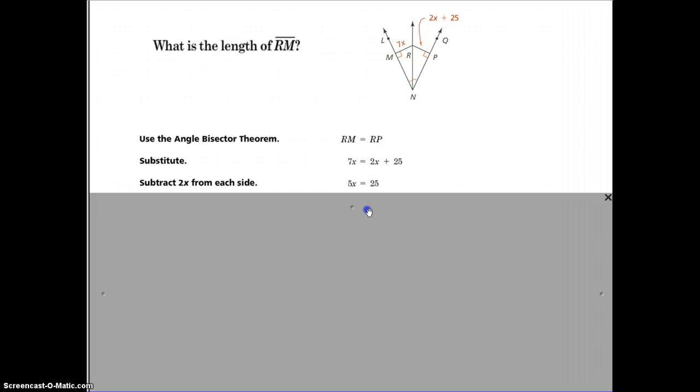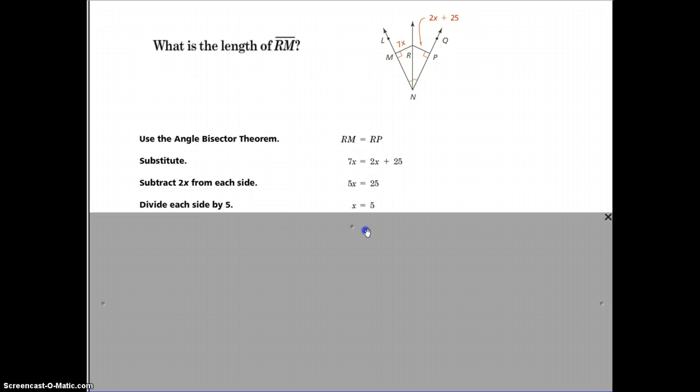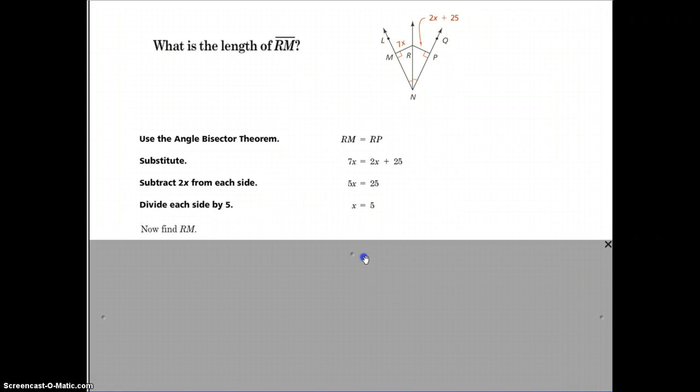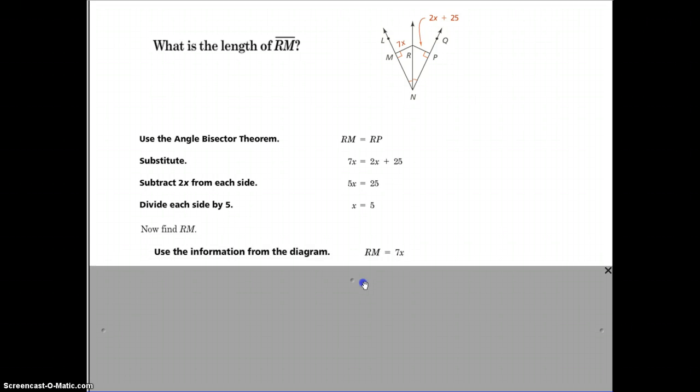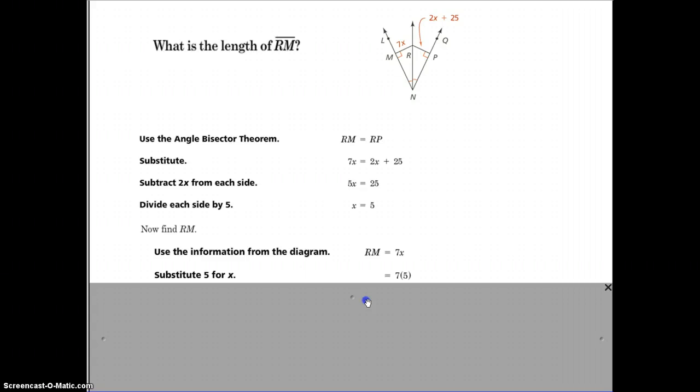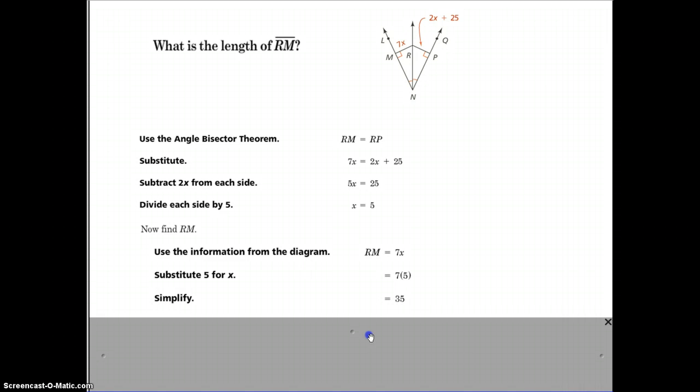Subtract 2x from both sides and you get 5x equals 25. Divide each side by 5 and you get x equals 5. So let's use that now to find the length of RM. So RM equals 7x. So if I substitute in for 5, 7 times 5, I know the length of RM equals 35. So I hope this helps with your angle bisectors and your perpendicular bisectors.